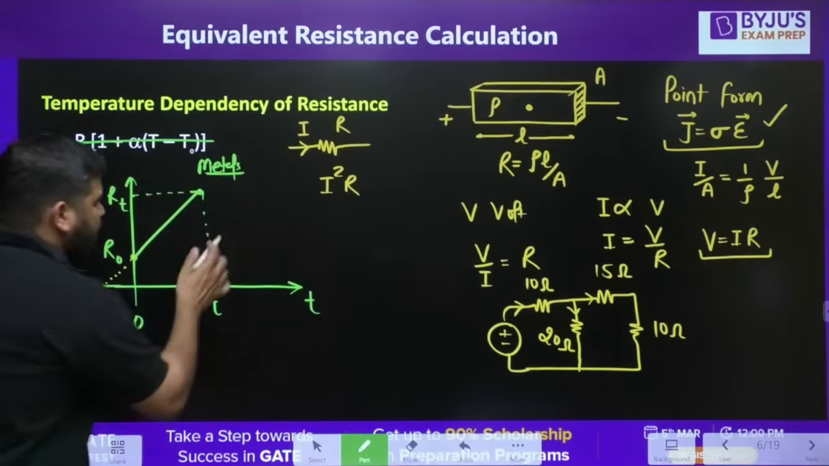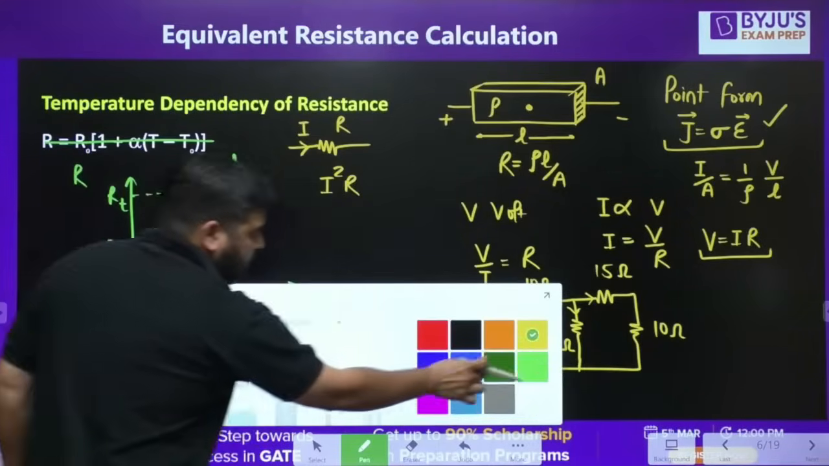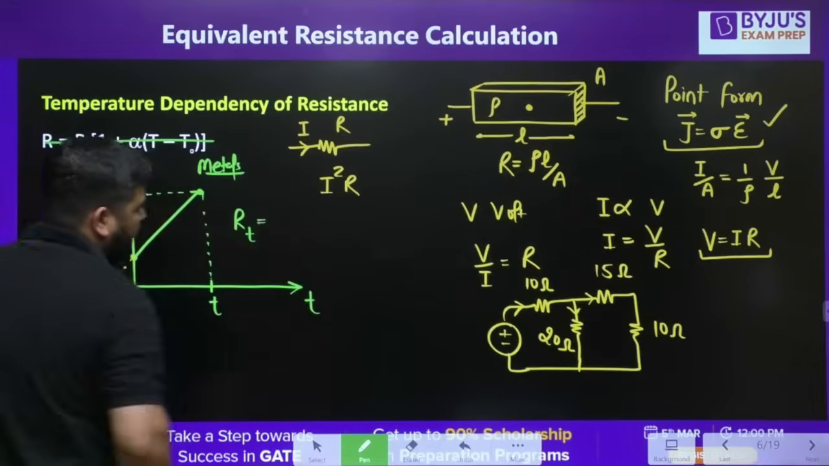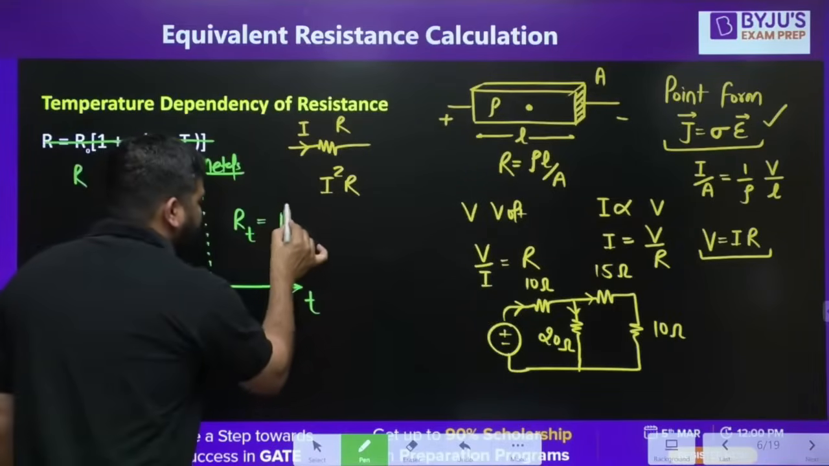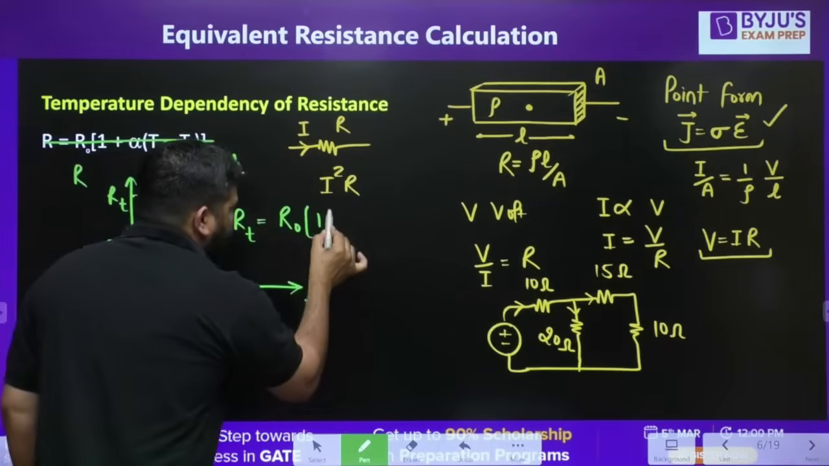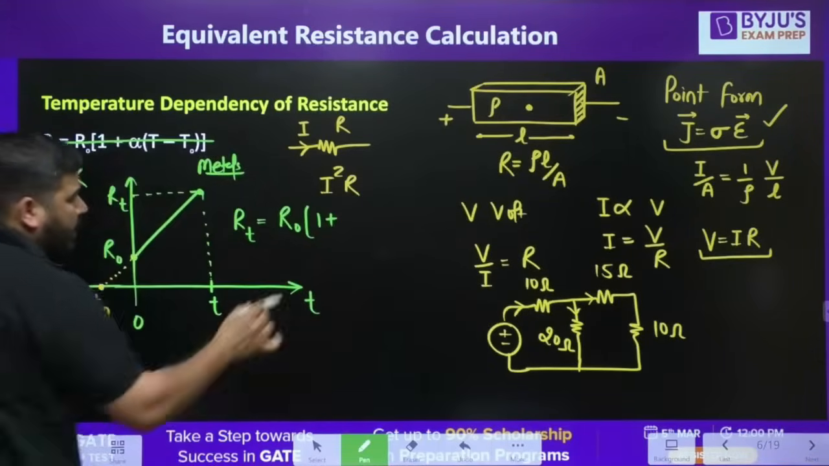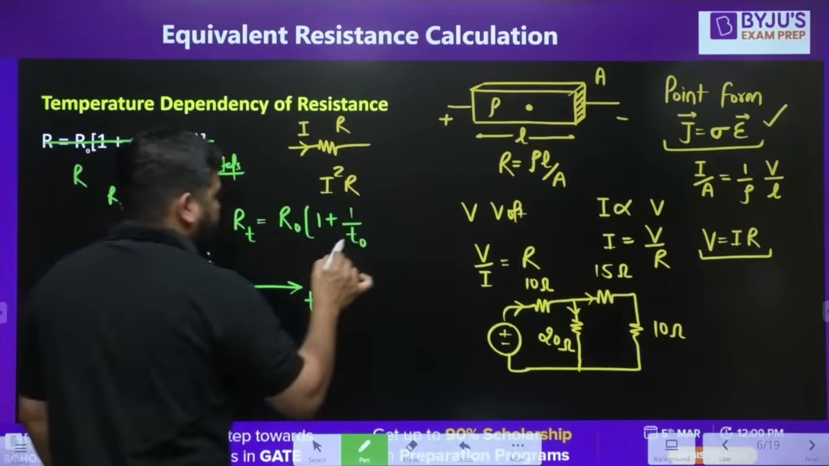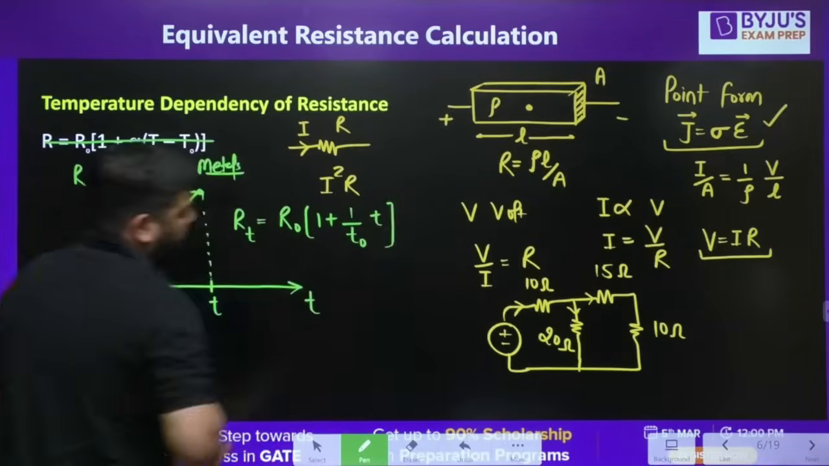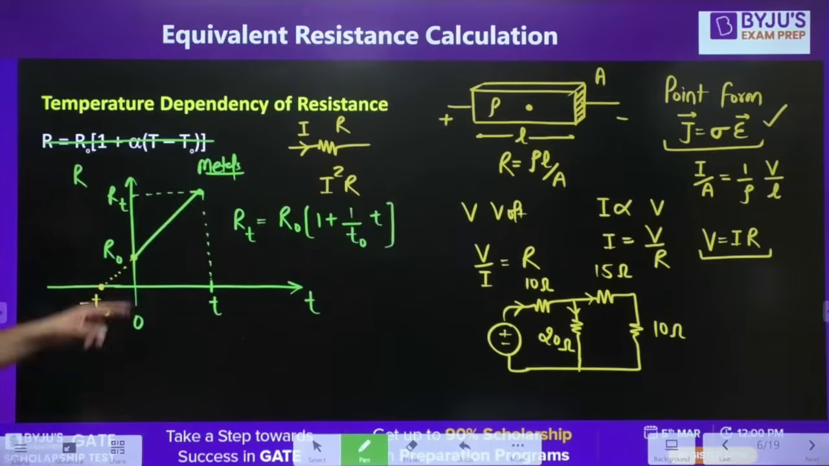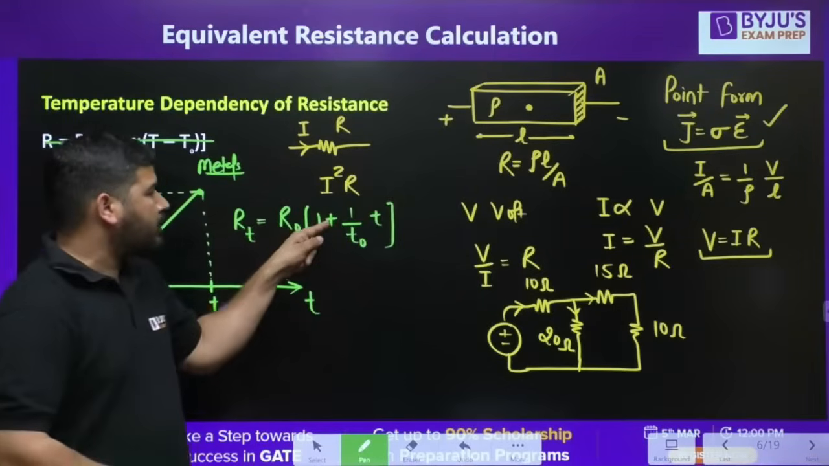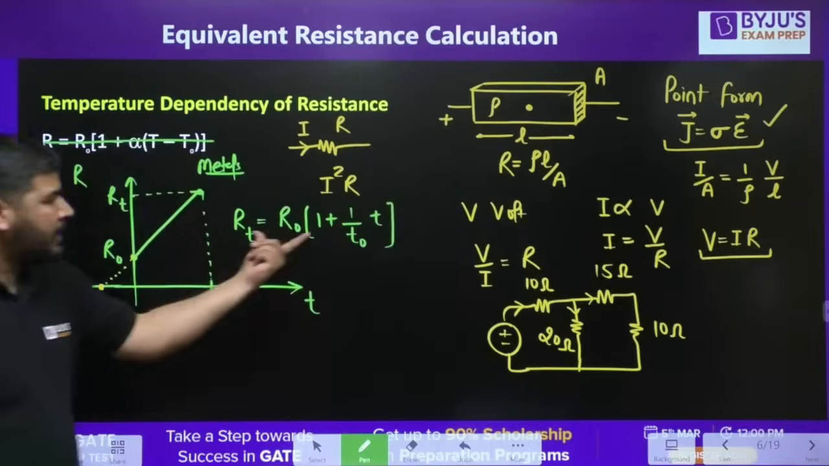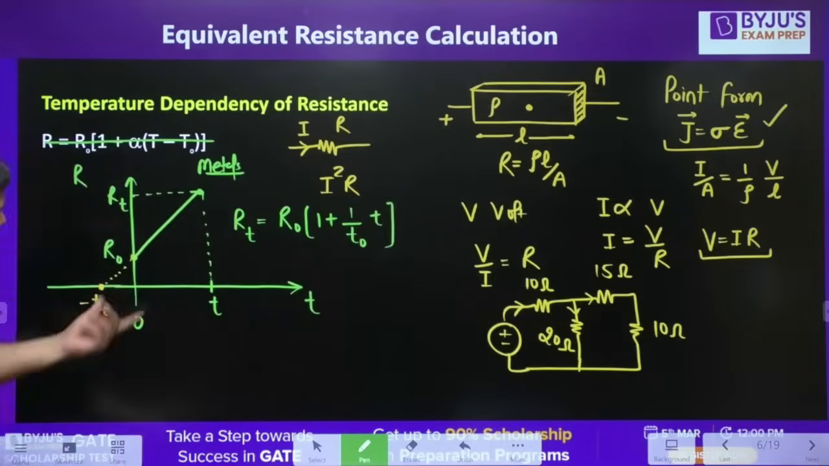So if you want to write the equation of this line, then the equation will be, let me write the equation, RT will be equal to R naught into 1 plus 1 by T naught into T. I hope it is clear. So you can say that RT is equal to R naught into 1 plus 1 by T naught into T. You can check that relation. Now you'll ask me, sir, how you have written this?